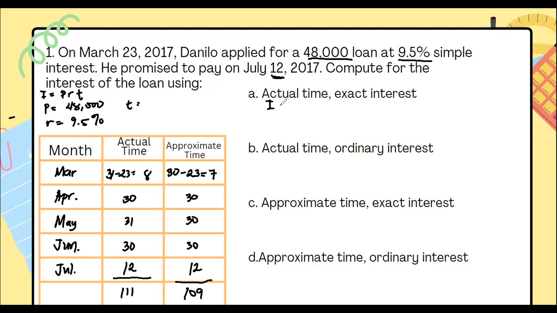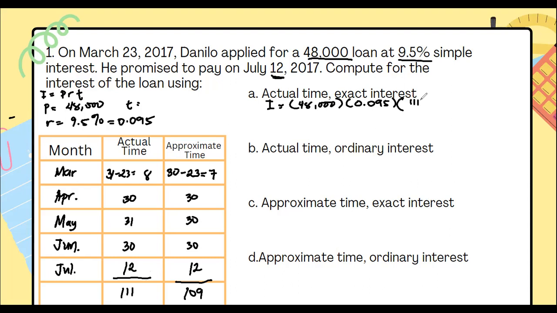So dito, idadiretso ko na sa formula, PRT po yung gagamitin natin. So yung principal natin is 48,000. Then multiply by yung rate natin, since naka-percent form to, change muna natin into decimal. So that will be 0.095. So multiply lang natin by 0.095. Then yung time natin ngayon, since yung ating hinahanap is using actual time exact interest po, so yung actual time natin 111.